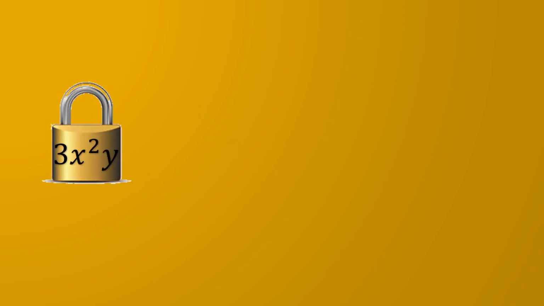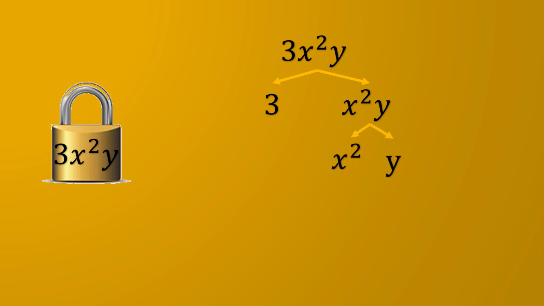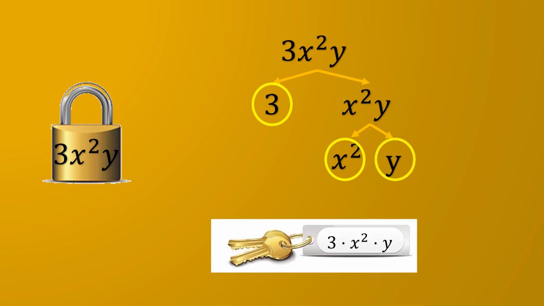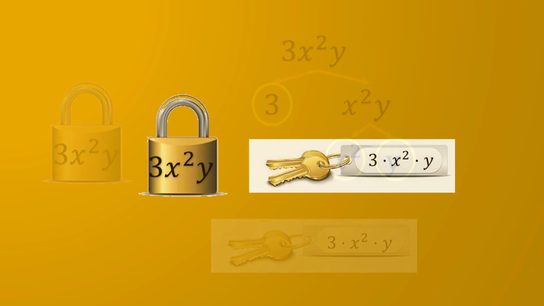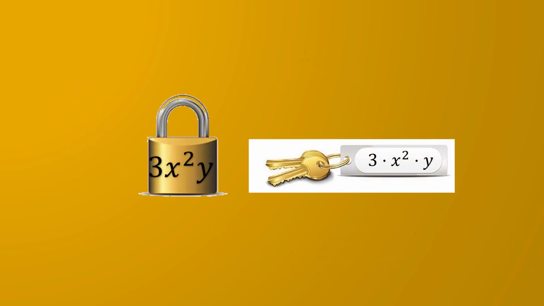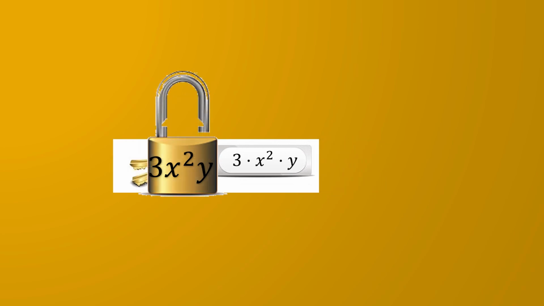This time, let's have some variables. 3x squared y. First, let's separate the constant and variables. We can notice that 3 is a prime factor, but x squared y is a product of variables x and y. This means that we can express it as a product of its factors x squared and y. This will give us 3, x squared, and y as the prime factors of 3x squared y. We will express it like this. Let's see if this key is correct. Keep it up!